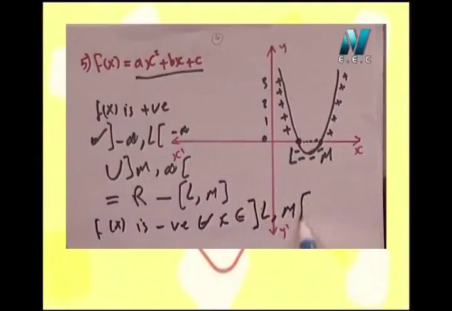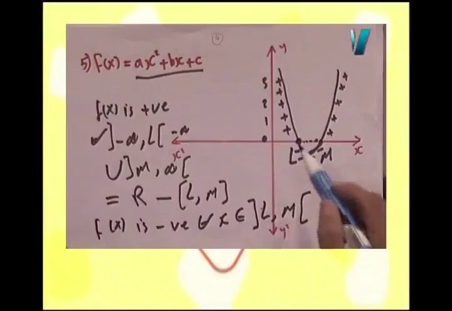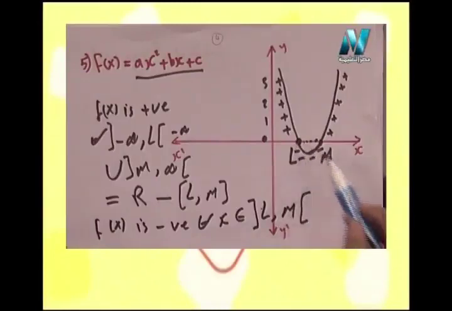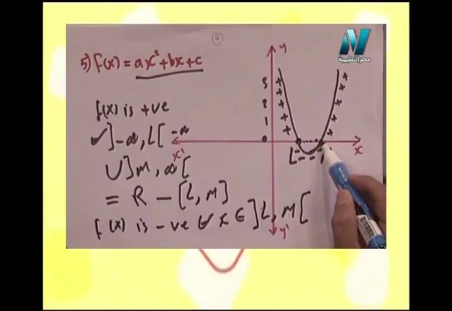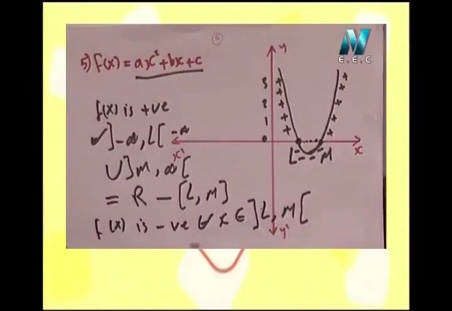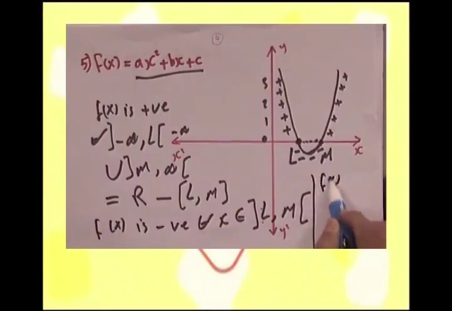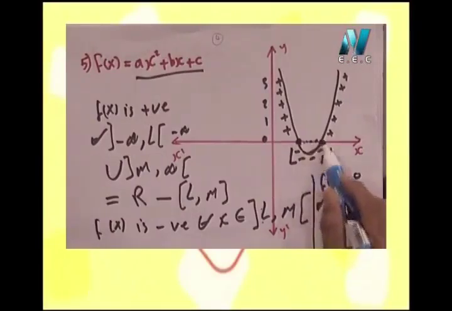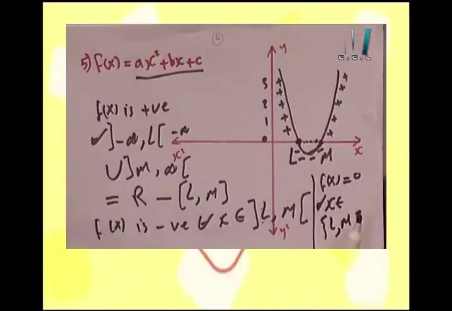And concentrate and pay attention, L here is open and M is open because at L itself the function will be 0, and at M itself the function also will be 0. So we cannot say that's negative or positive. So when we discuss this part, it's negative, between L and M. And this function f(x) equals 0 for all x belongs to what? Belongs to L and M, which are the two roots of the function.